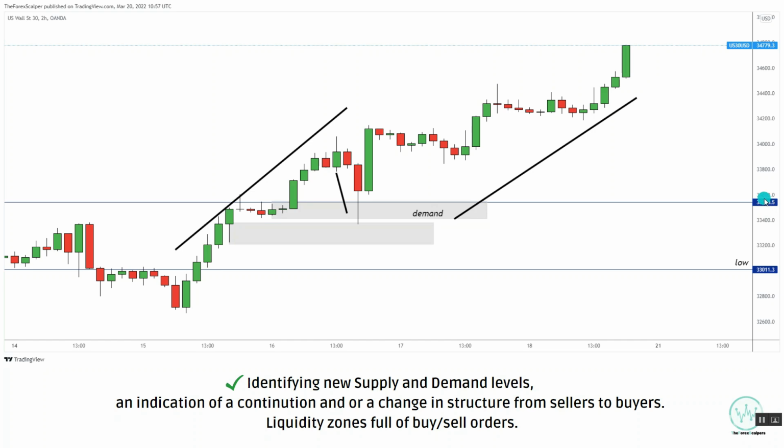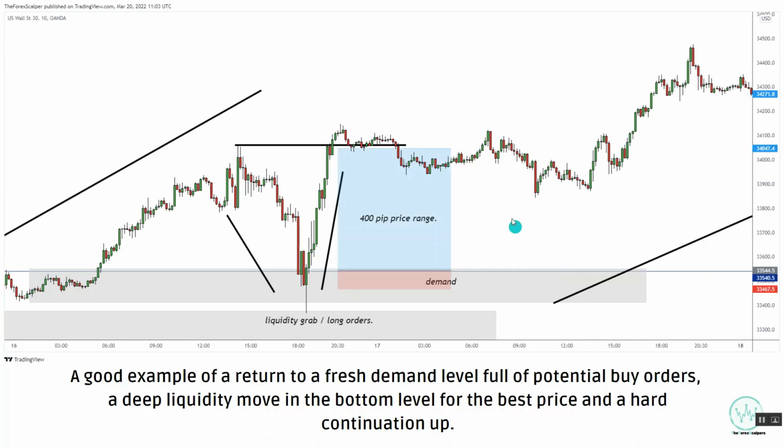If you move to the next page, you can see a great example of a first return back on the lower time frames, the 10 minute time frame. First return back to this demand level, full of potential buy orders. And that's also what we saw right here within that low. Confirmation of a liquidity zone, a demand level, first time back trading to this level.